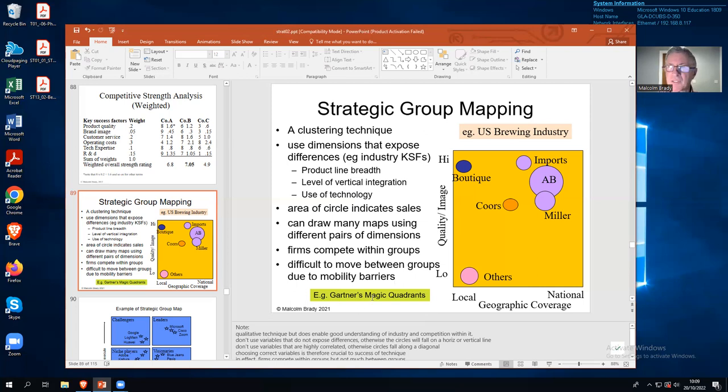They may not call it that; they call it by different names. As I say, Gartner used the phrase magic quadrants, but essentially they're a clustering technique using two dimensions to plot graphically the position of the firm on the chart, and then to see which firms cluster closely together. So as I say, they're called different names, but they are, broadly speaking, this type of strategic group mapping technique.